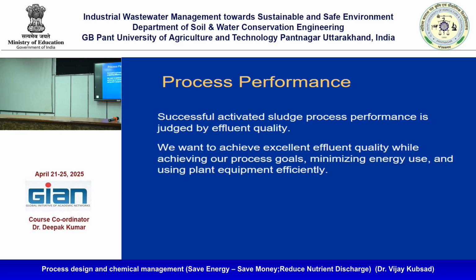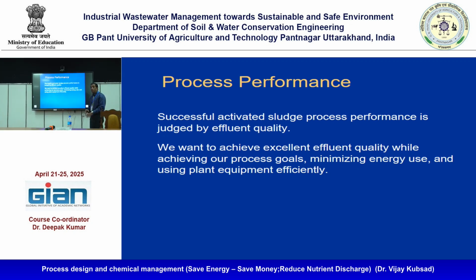That is important. We want to achieve excellent effluent water quality while achieving our process goal, minimizing energy use and using the plant equipment efficiently. Use the plant equipment efficiently. If the efficiency is 85% and it is performing at 30%, what happens? Only one equipment, and it is not working. See that they are doing the performance rightly.